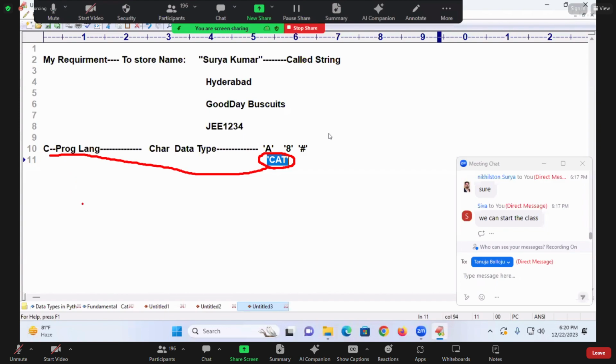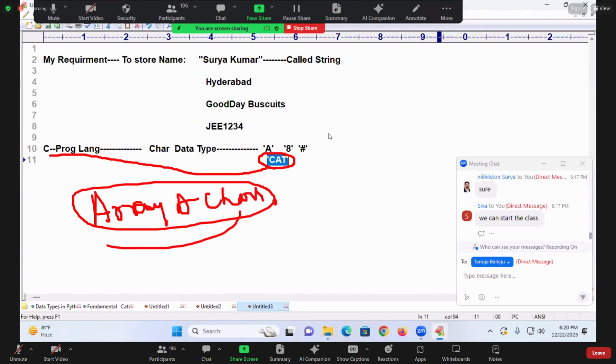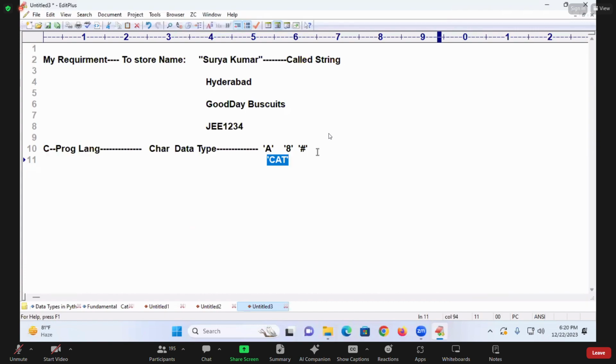By using one concept called array of characters, you will use it. Array of chars, you will use it. This is for what? C language strings. There is no direct concept of strings available in C language. You will apply an array of chars. Understand, students?